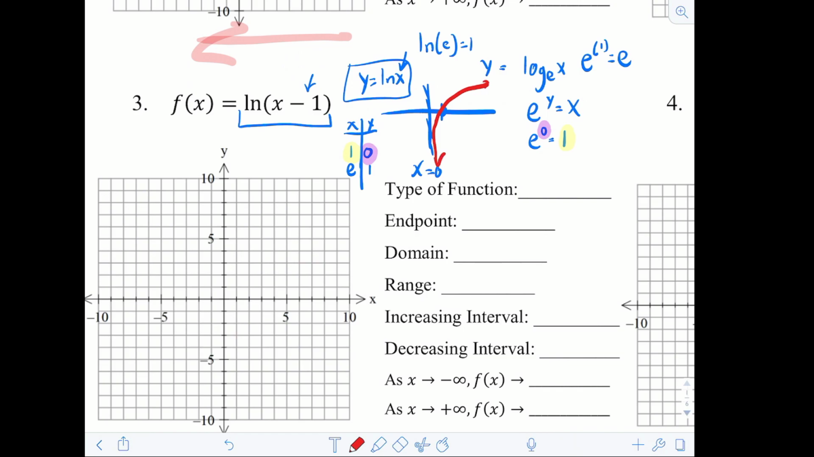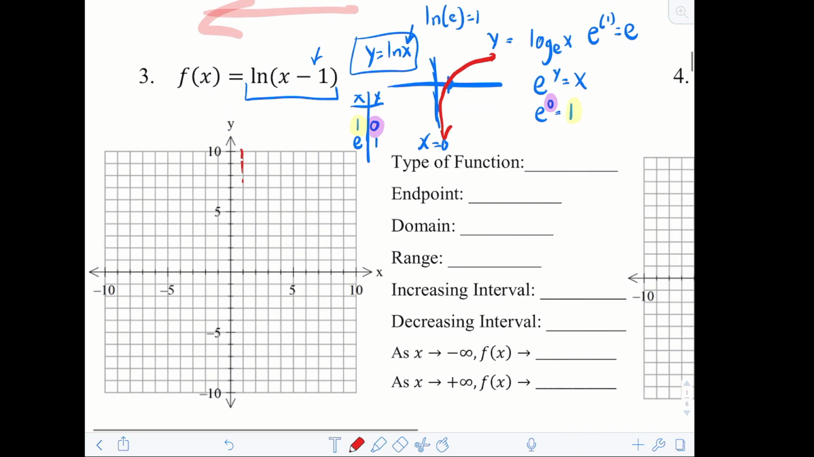Now I'm going to move everything over 1 unit, so I'm now going to have my vertical asymptote at x is equal to 1, and now that point that was originally at (1, 0) is now going to be at (2, 0). So I might end up having some other types of values that help me along with this. I can use Desmos to help me along.